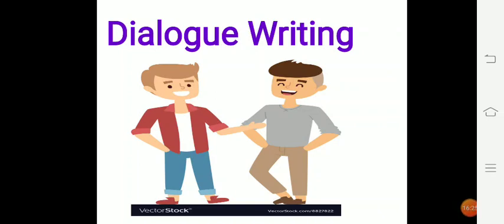While writing dialogue you can be informal, meaning whatever dialogues you write, you can write them in an informal way, but according to your subject and your title, and try to be natural. This is a very important thing.